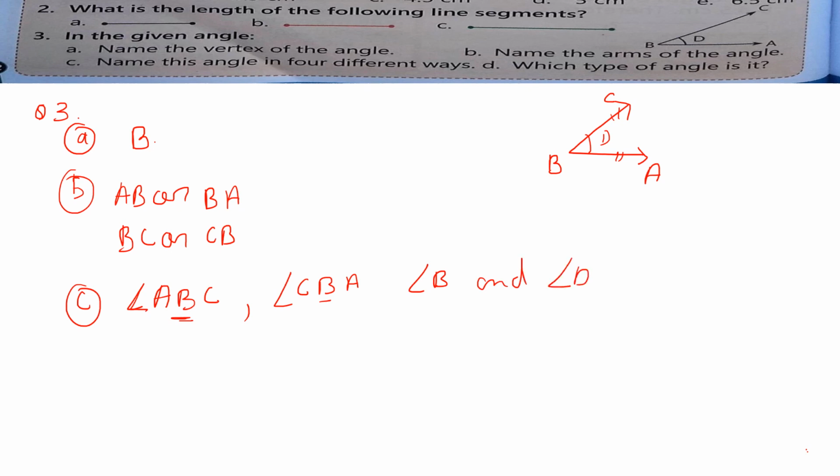Got it? Which type of angle is this? So this is less than 90 degrees. So acute angle. Okay, less than 90 degrees means acute angle.